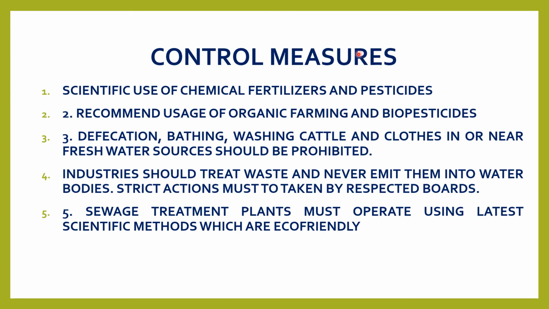Control measures. How can we control water pollution? The first thing is the scientific use of chemical fertilizers and pesticides. We have to educate the farmers to add a little bit, whatever is required and prescribed, only that is to be added and nothing in excess. And we can recommend that farmers go for organic farming or the usage of biopesticides. Today, organic farming is catching the market.